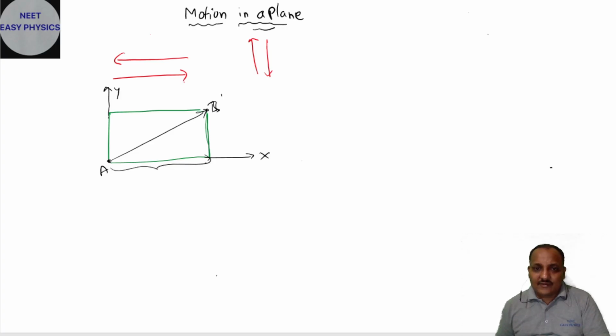This one we will write as x. This one we will write as y. The point P, this is A to P, has coordinates x, y. This vector we will call the position vector. We write r bar equals x i cap plus y j cap.